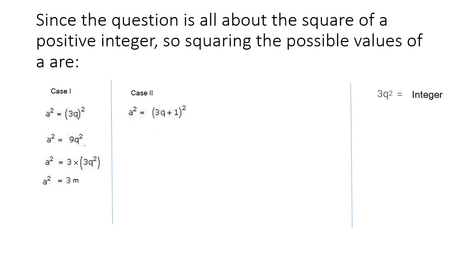Case 2 suggests a is equal to 3q plus 1. After squaring, you will notice that this is not a direct square. This is a whole square of a binomial term, 3q plus 1. Here we have to apply the formula: the square of a plus b is a square plus 2ab plus b square. After applying the formula, this is a square, this is 2 into a into b, 2 into 3q into 1, and this is 1 square, b square.